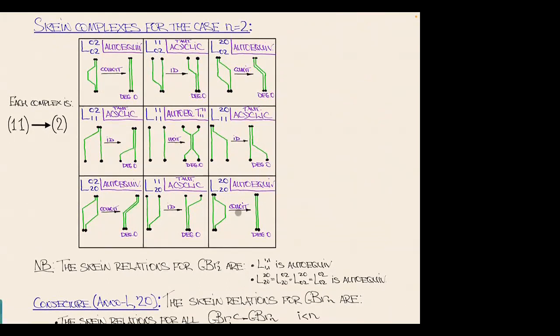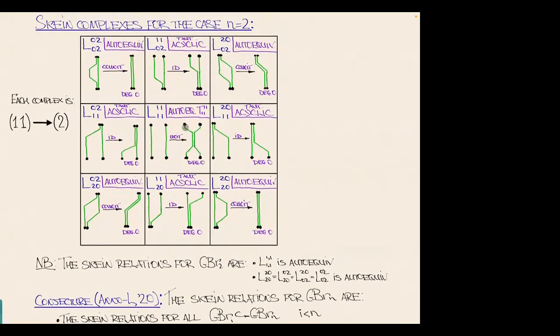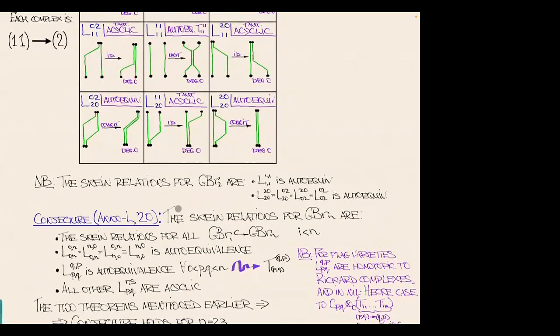Down each side of the square, vertical and horizontal, you will get something aside from the corners. You'll always get something that's tautologically acyclic. The only extra thing is this Skein complex L111, which is the way we define our autoequivalence corresponding to a crossing. So the Skein relations for GBR2 tell us that we get two autoequivalences and some tautological acyclic stuff.